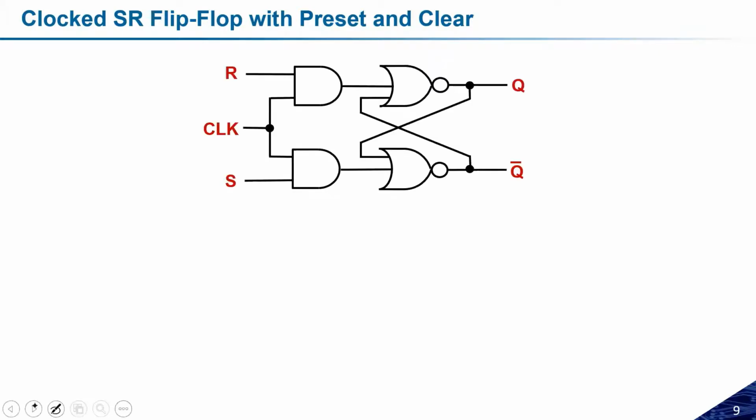So let us see if I want to include the preset and clear features in the circuit. This is what we have already seen. This is nothing but the gated SR latch. This is what we have already studied before. This is the NOR gate based gated SR latch, and here we have used one structure just to control the clock pulse. But now if I want to make it preset, how could it be done?